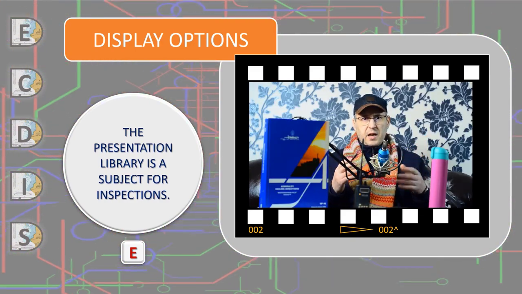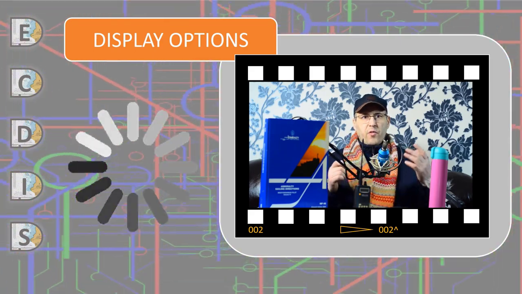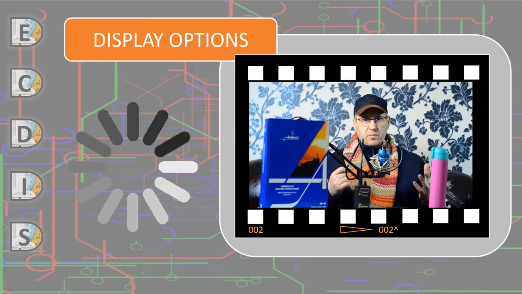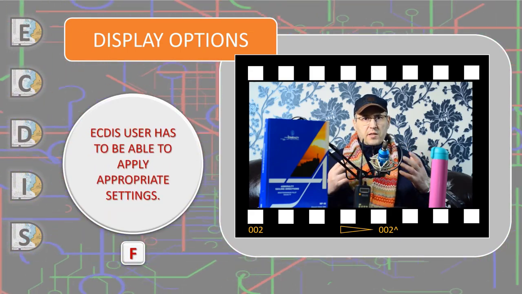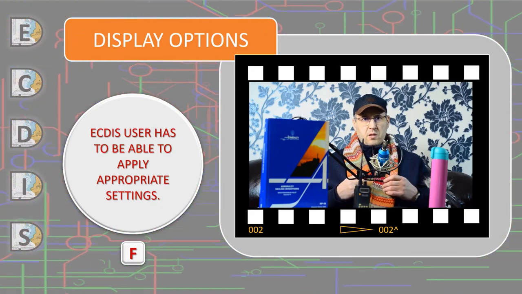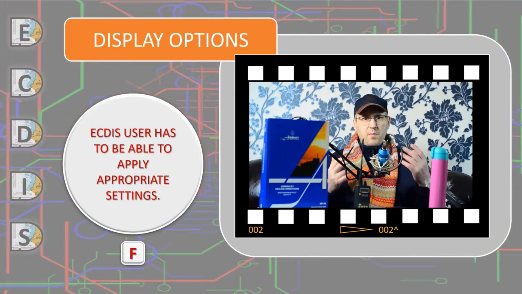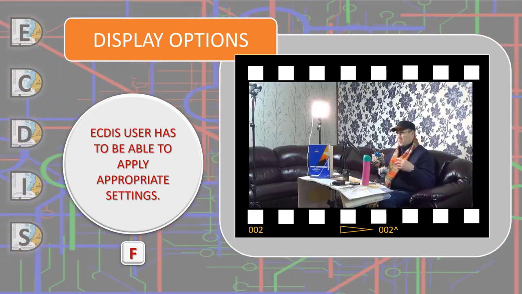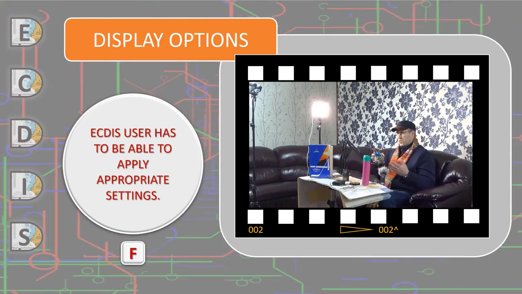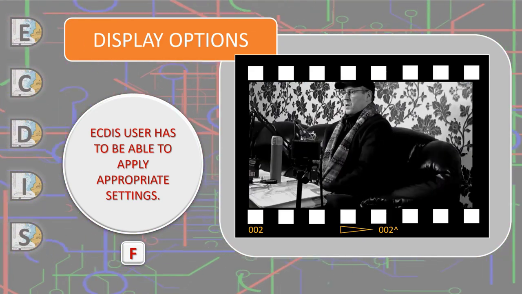ECDIS data can be presented in many different ways, depending on the environmental conditions, the stage of your voyage, and your vessel's parameters. With so many options, the user has to be able to apply appropriate settings to his ECDIS. By doing so, the information displayed will match the navigational situation at hand.